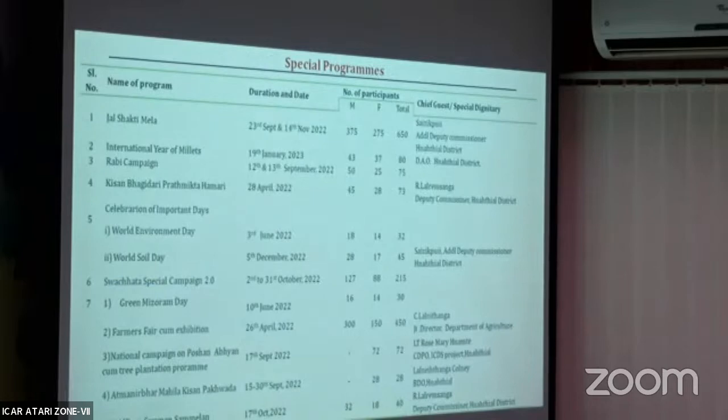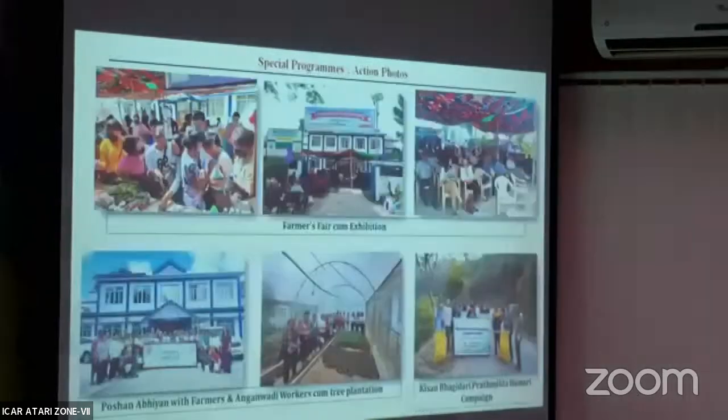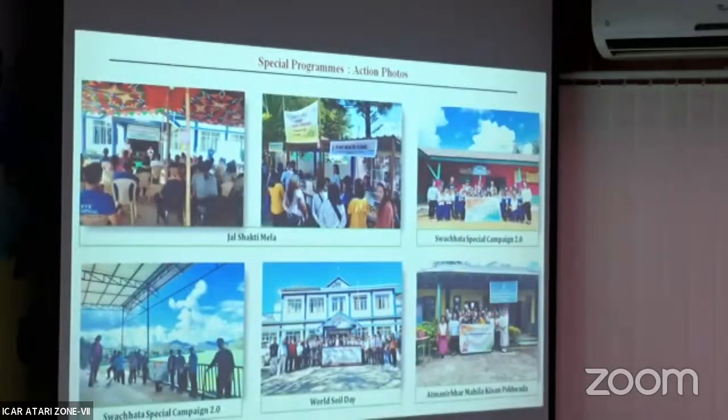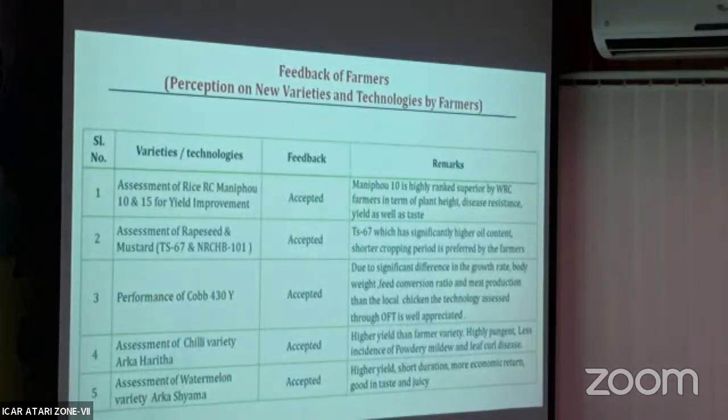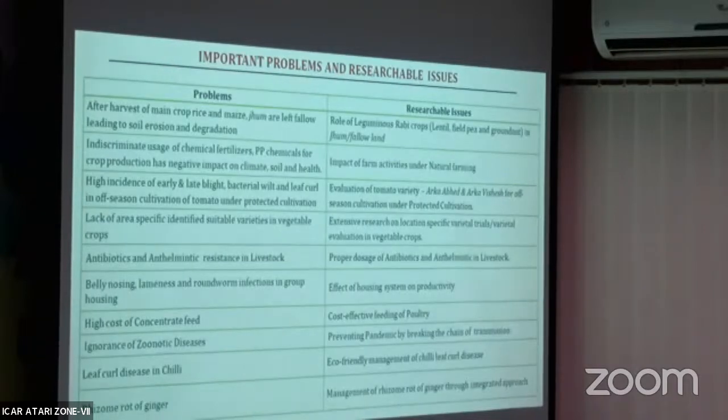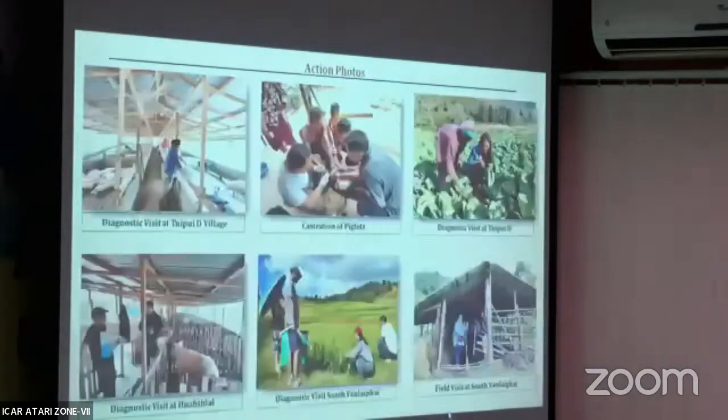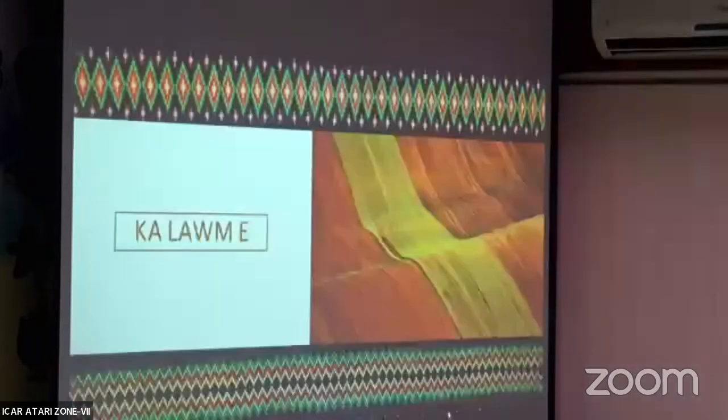And these are some of the special programs which we could organize. These are the supporting photos. And here are some feedbacks of the farmers, especially on mustard and our chili variety. And these are some of the problems raised by our farmers and the issues which we have kept. I would not be reading them out, we kept them in our book also. These are some of the details.